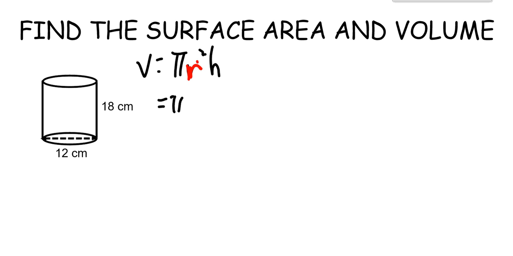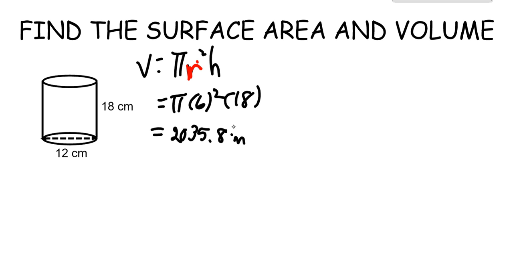We're going to use the pi button. And the radius, be careful here, this gives us the diameter. So the radius will be 6, half of the diameter. And the height will be 18. And then we can just punch that into our calculator using the pi button and rounding to 1 decimal place. So we're going to get 2035.8. And again, we'll do centimeters cubed.